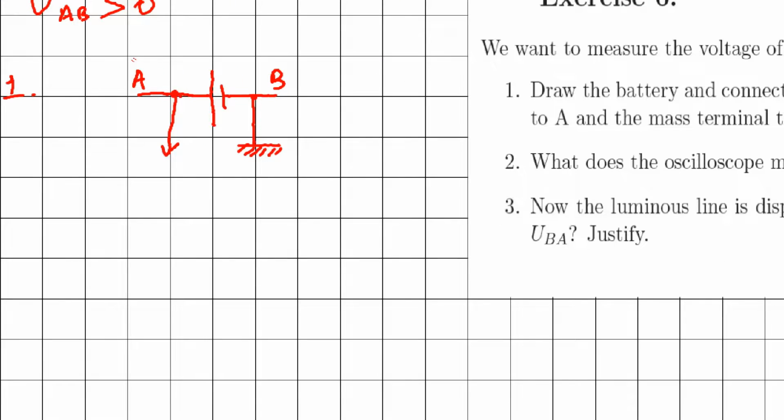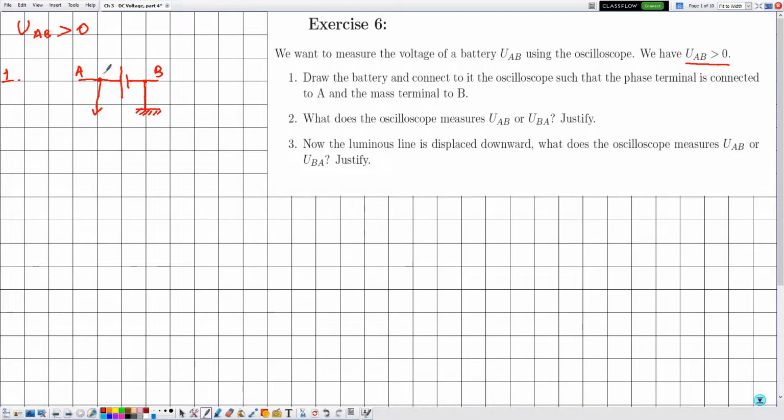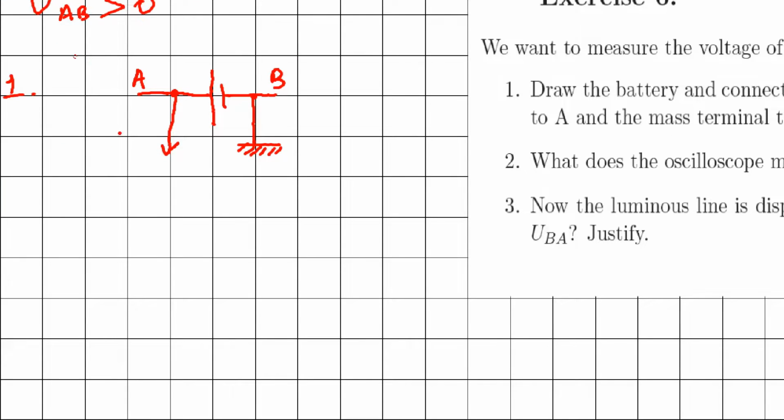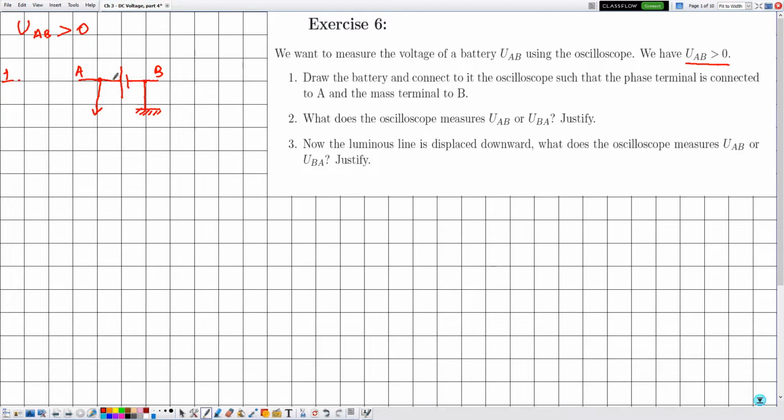We could have done, for example, this is the phase terminal and this is the mass terminal. It's not important whether they are up or down, or one of them is up and the other is down. But let me say the following. They didn't mention anything about an electric circuit. So if someone connects the terminals A and B like this, it is considered wrong, because here we don't have an electric circuit. We are only mentioning the battery and the oscilloscope. So this is it for part 1.